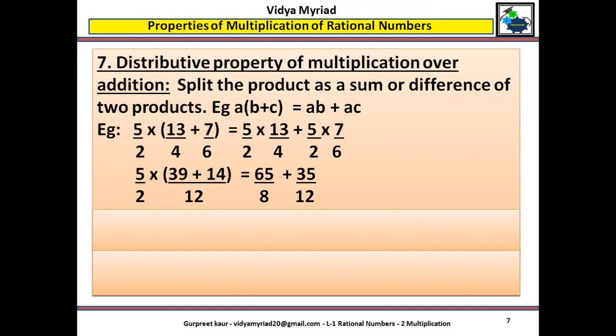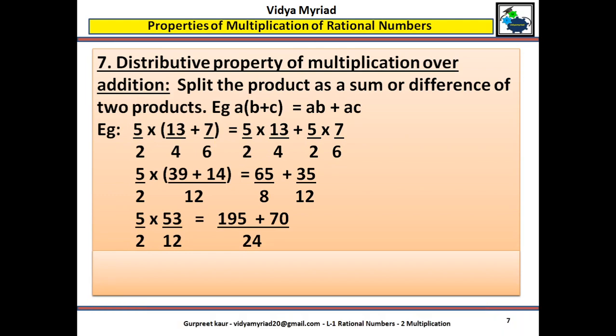Whereas in the right hand side, it is simple multiplication. You will do 5 multiplied by 13, 65, 2 multiplied by 4 as 8, 5 multiplied by 7 is 35, 2 multiplied by 6 is 12. Now solve it further. So 5 upon 2 multiplied by 39 plus 14 will become 53 upon 12, which is equal to... Now here you have plus, so you need to take LCM of 8 and 12, which is 24. When you solve it, you will get 195 plus 70. Further solve it, you see that your left hand side is equal to your right hand side.